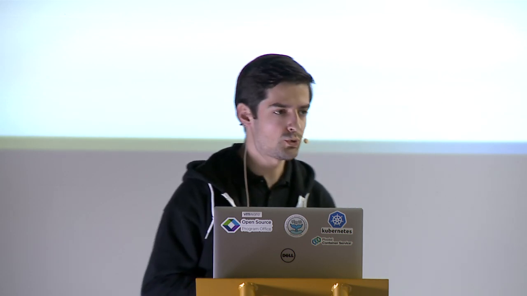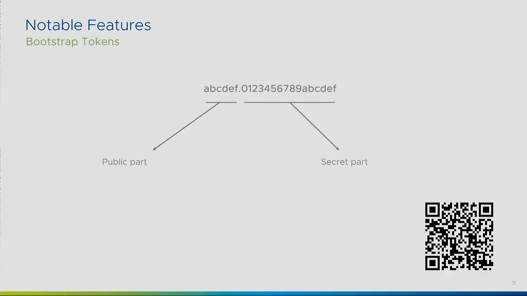And finally, bootstrap tokens. Bootstrap tokens are a very interesting feature. They were first invented for kubeadm, but are now first-class citizens in a Kubernetes setup. These are a special kind of secret that are actually verified by the API server.